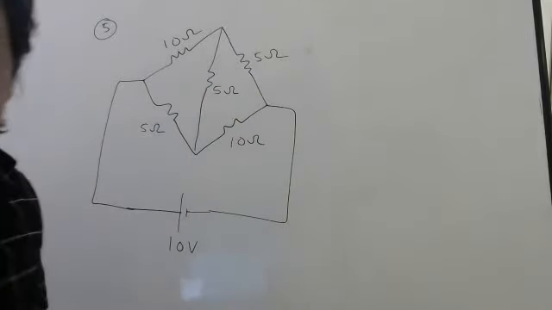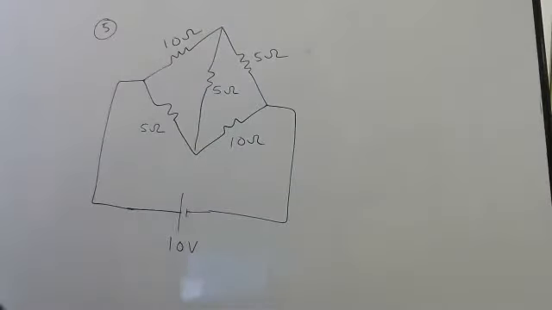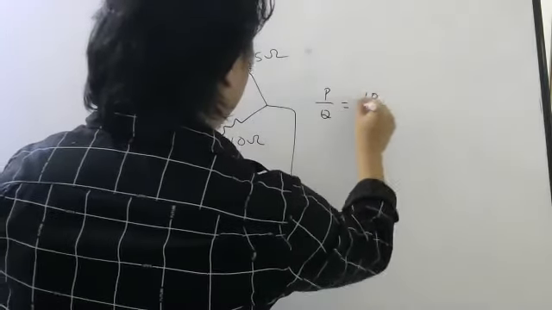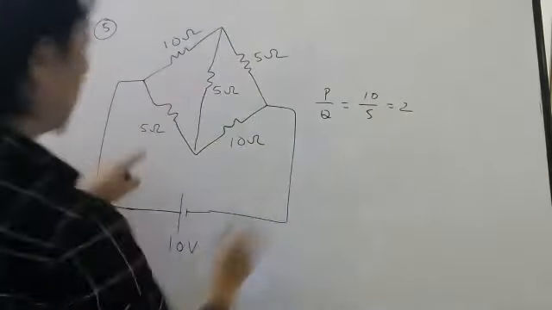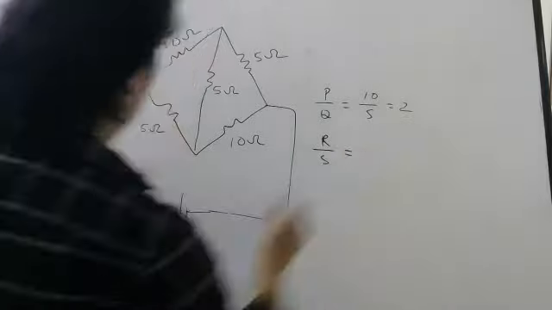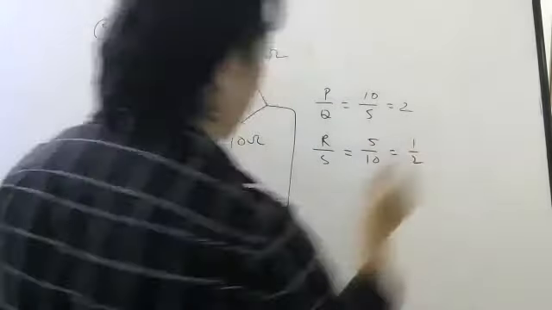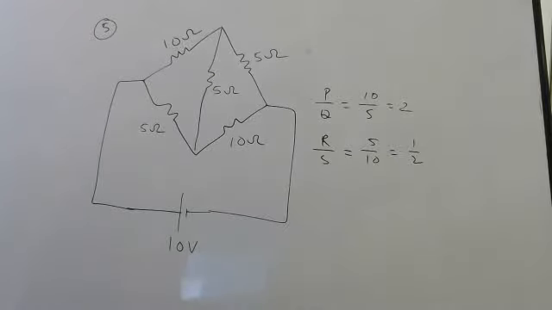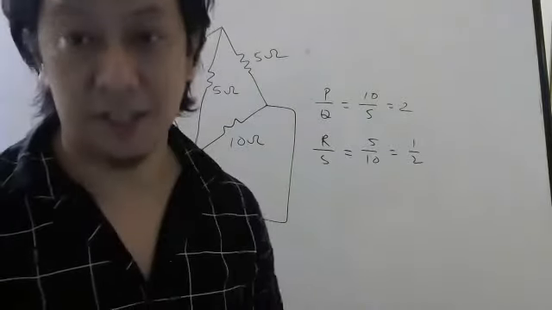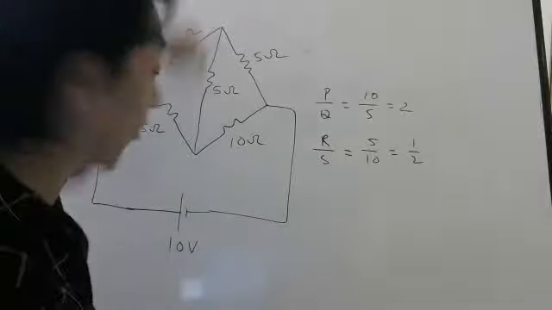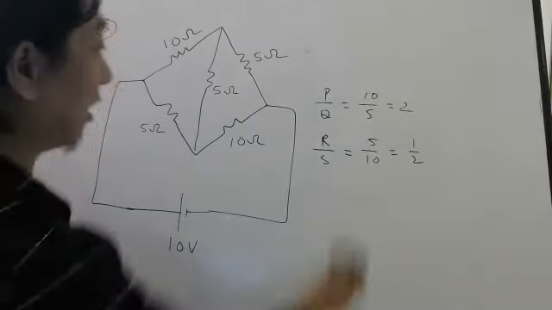Okay. So now check whether this is balanced or not balanced. It is not balanced. It is very clear it is not balanced. Because P by Q will come 10 by 5, 2. But R by S will come 5 by 10, that will come 1 by 2. So it is very clear the circuit is not a balanced bridge. So please don't remove this one. You cannot remove now. Now current will flow. And they are asking how much current will flow.